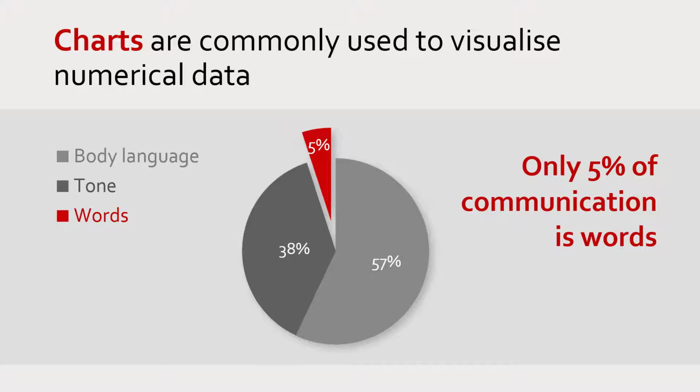Only 5% of communication is words. To really accentuate this point, we've used a pie chart and pulled the relevant segment out. We've used the red colour for the text, for the legend, and for that particular segment to really highlight our point. To background, tone and body language, we've indicated them in a grey colour.